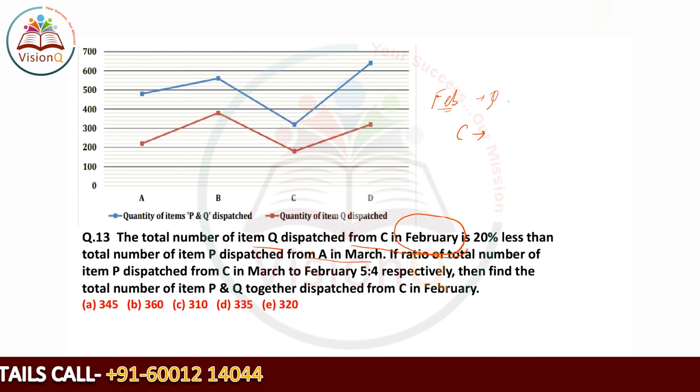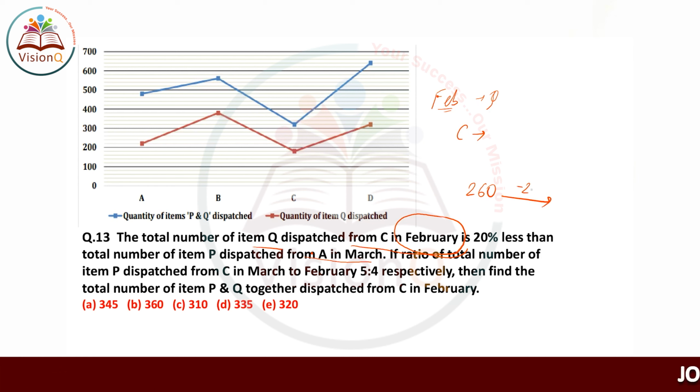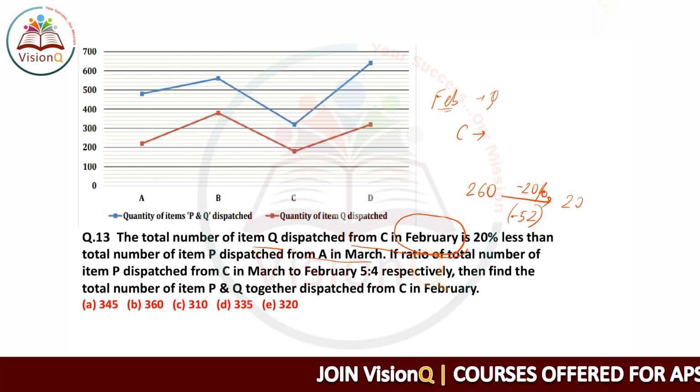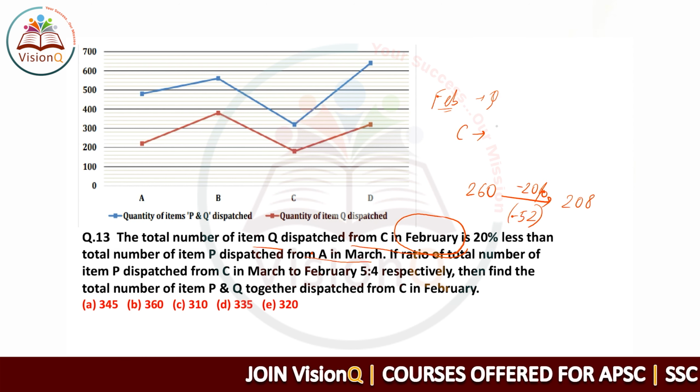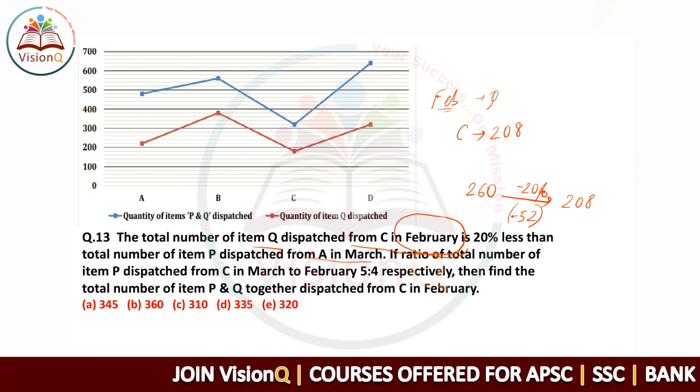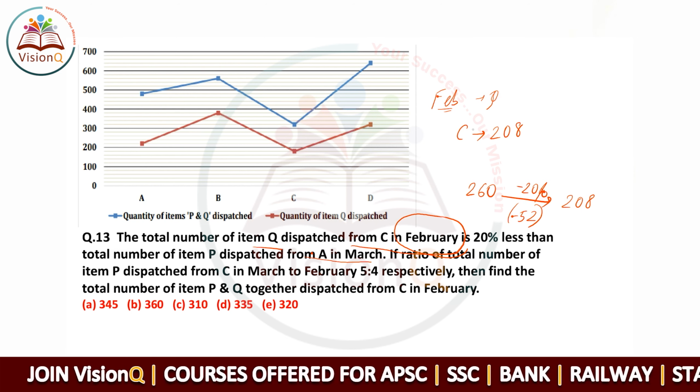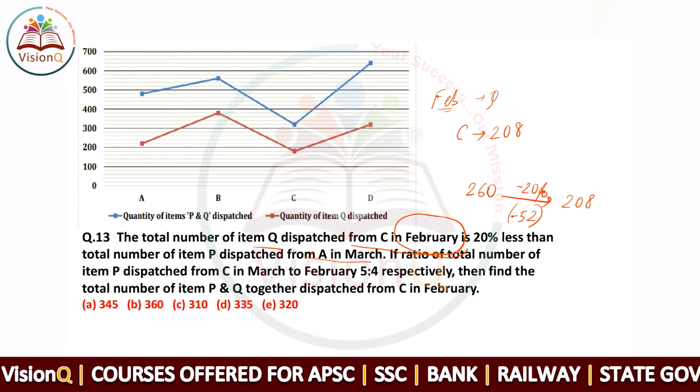Now this value is 20% less than 260 as per question number 13. Now if I subtract 20% from 260, 10% of 260 is 26. So 20% is double of 26, which is 52. So 260 minus 52 will be how much? 208. So item Q dispatched from C in February is 208.